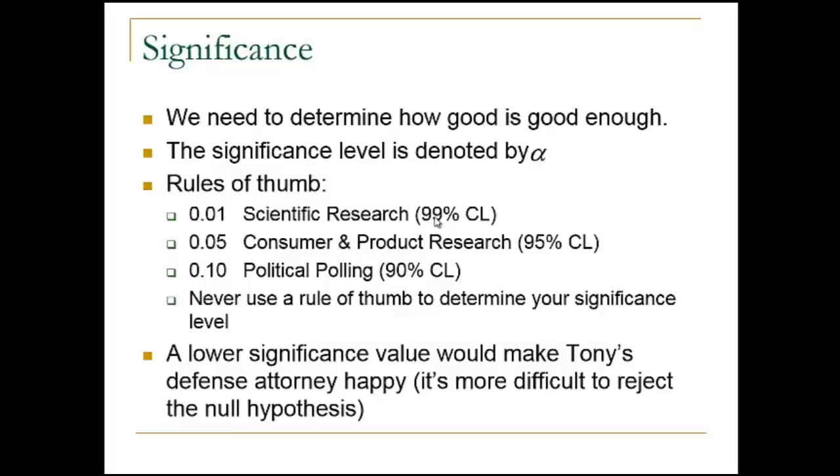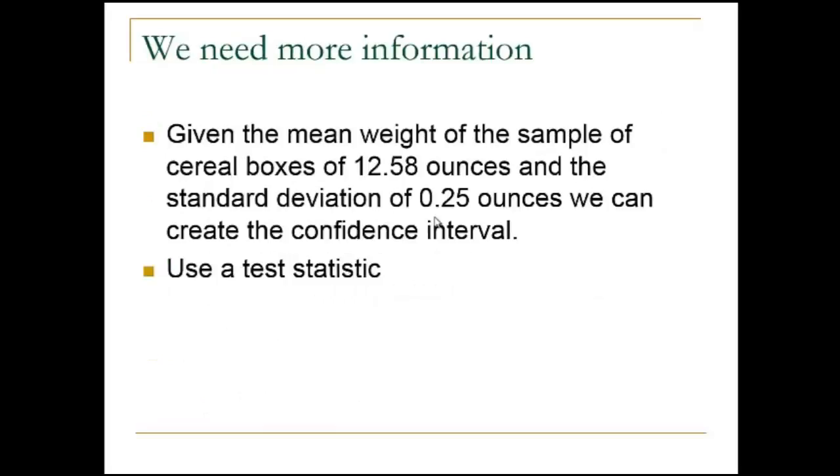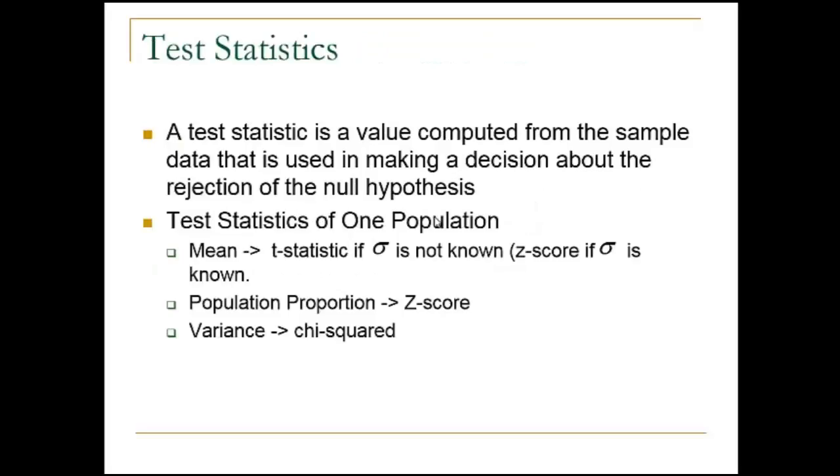In real life, you don't want to just say, let's use 5% because everybody else uses 5%. A lower significance value or a lower alpha level would make Tony's defense attorney happy. In other words, it would be more difficult to reject the null hypothesis at a 1% alpha than a 10% alpha. So we need more information. Given the mean weight of sample cereal boxes is 12.58 ounces and the standard deviation is 2.25 ounces, we can create this confidence level and find what we call a test statistic. In this case, it's a z-score.